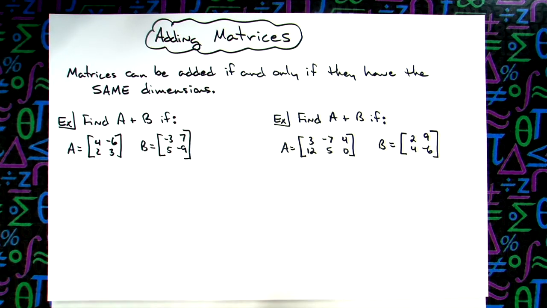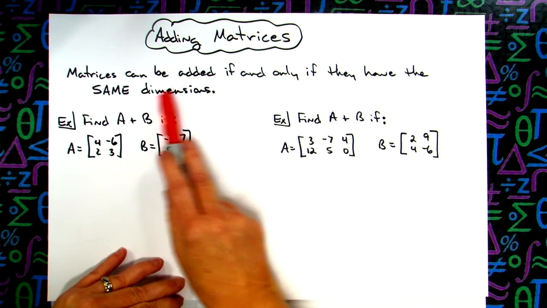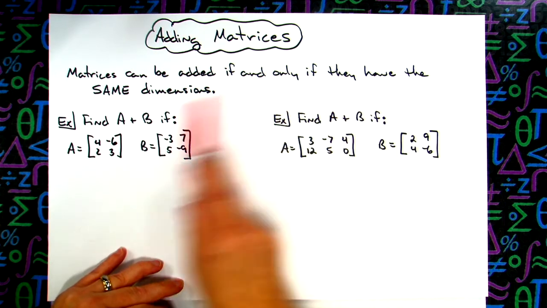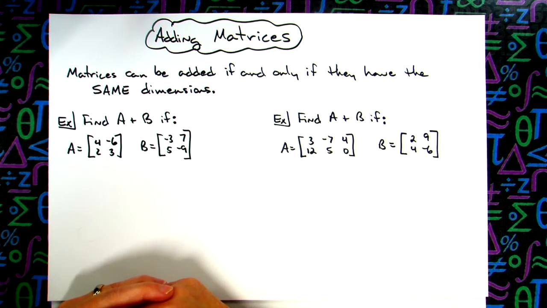In this video, we're going to take a look at a couple of examples where we are adding matrices. Now, before we start this, we've got to remember that matrices can be added if and only if they have the same dimensions. So if our matrices do not have the same dimensions, we cannot add them.